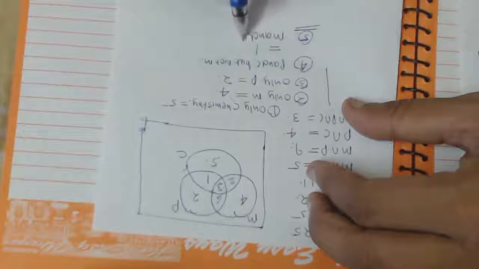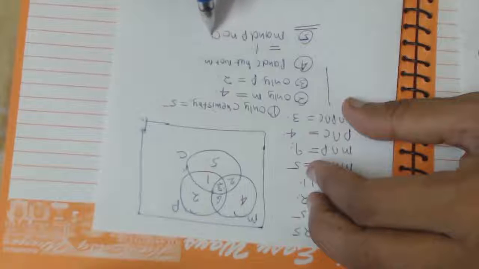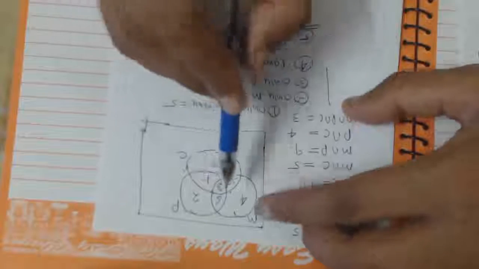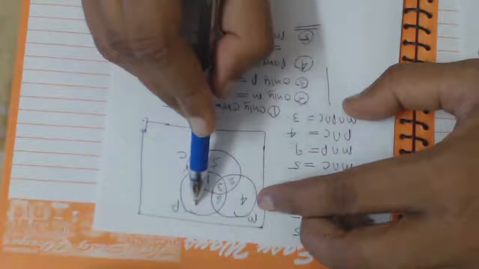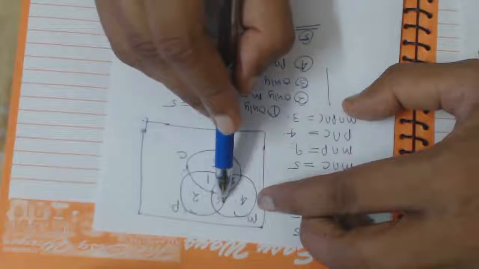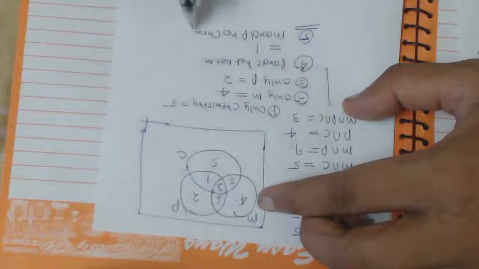Mathematics and physics, no chemistry. That is 6.